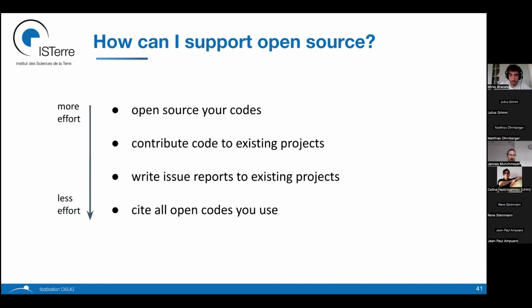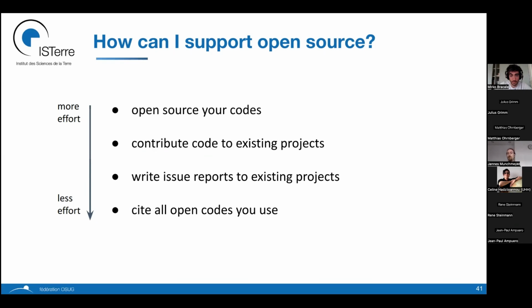So let's get to how can I support open source? And I've listed these from more effort to less effort. So the most effort is open source your own codes. That takes work. It's doable. And for small projects, I'd always recommend it, definitely, and even for large ones, but it's effort. The second thing you can do is you can contribute to an existing project. You spot a bug in OpsPy, you fix the bug in OpsPy, you write a pull request. Everyone's going to be happy.